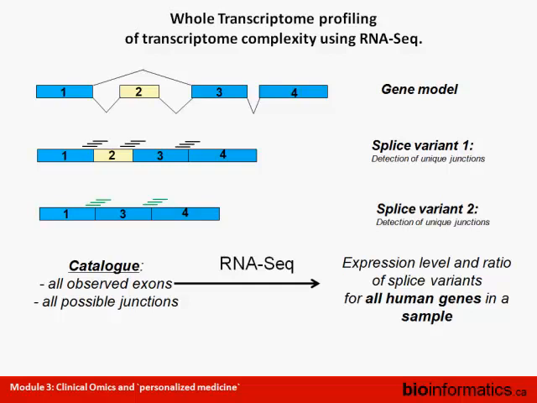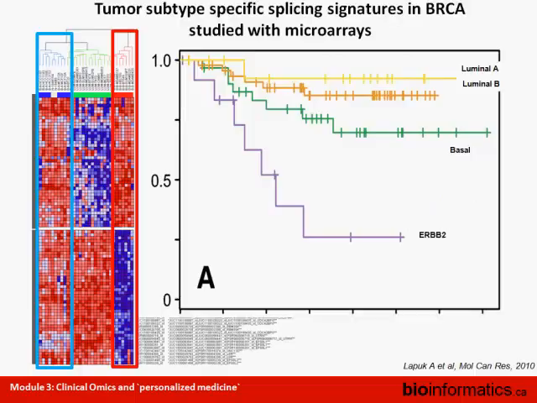And then if you catalog all of the observed exons and all possible junctions, maybe if you wish, do 2 to the power of 200,000 as you wish, and then you map your RNA-seq reads onto this feature database, and that's how you get the expression level and ratio of splice variants for all human genes in a given sample.